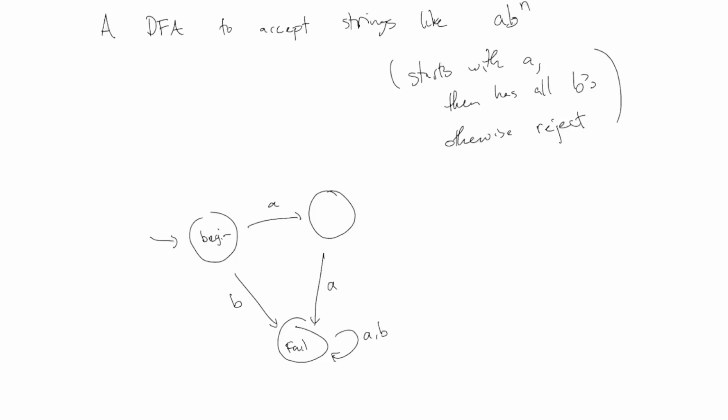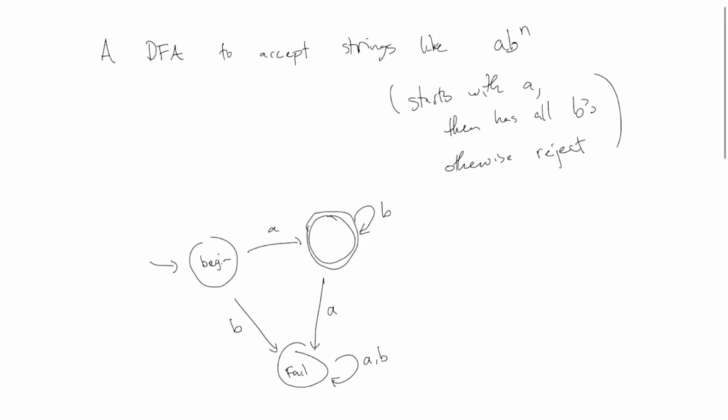Yeah? It just goes back to itself. Yeah, I think this will work. And then this is going to be my accepting state. And I think that'll do it. Starts with A and then has all B's. That's what A, B to the N means.